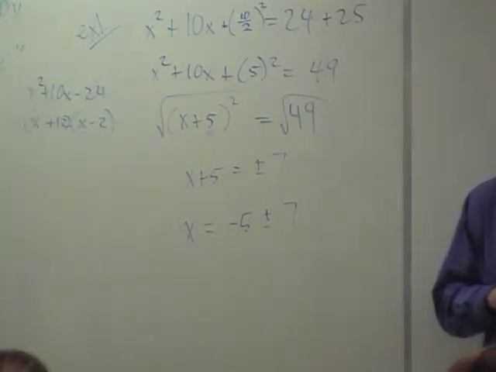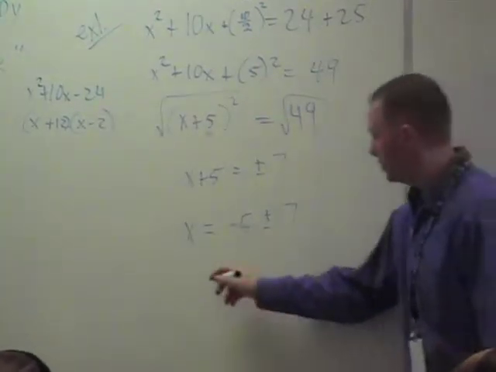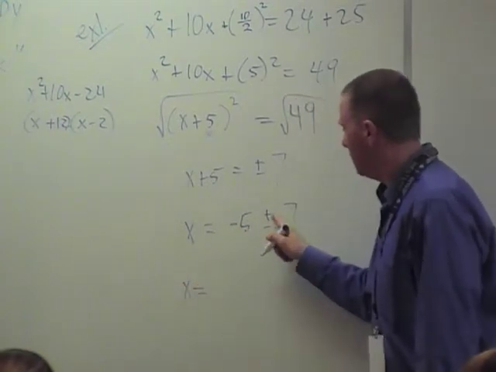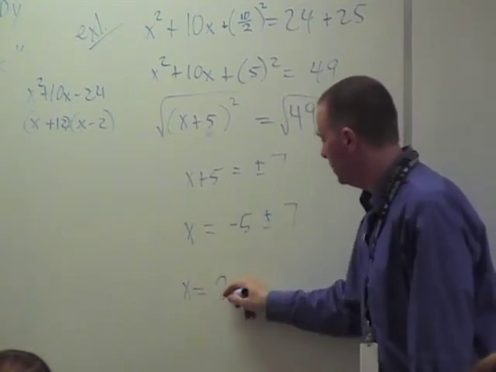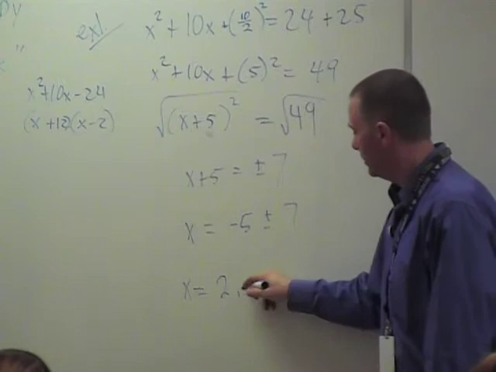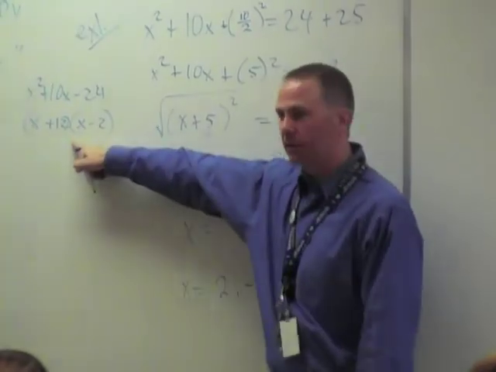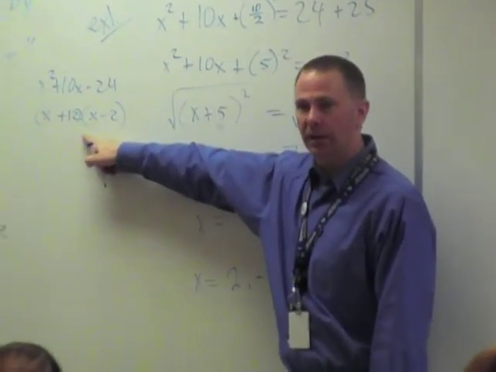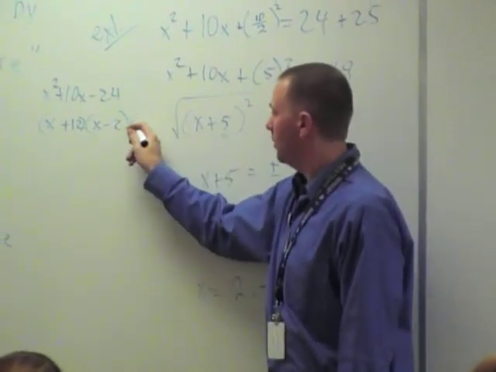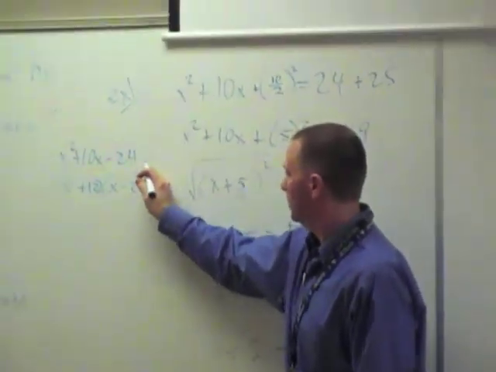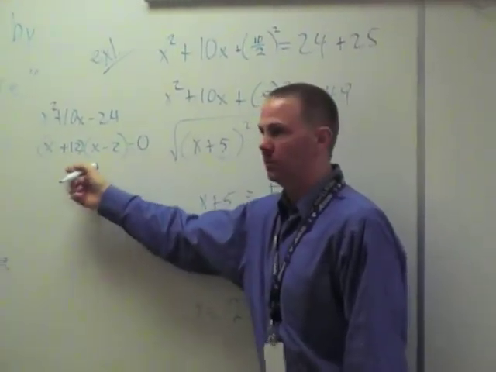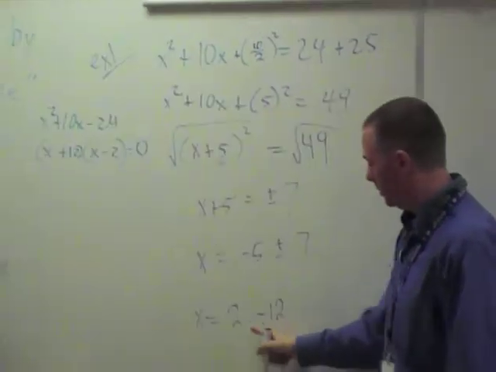Okay? You with me? All right, so x equals negative 5 plus 7 is 2. Negative 5 minus 7 is? Negative 12. The answer to this, remember, we want the zeros. The answer to this would be negative 12, positive 2.